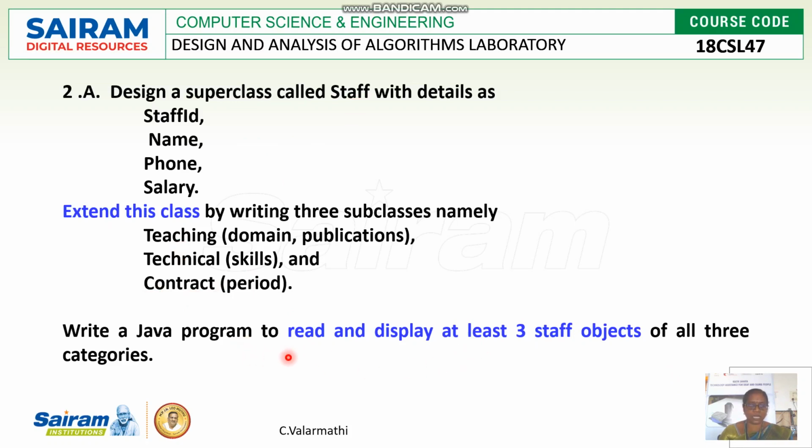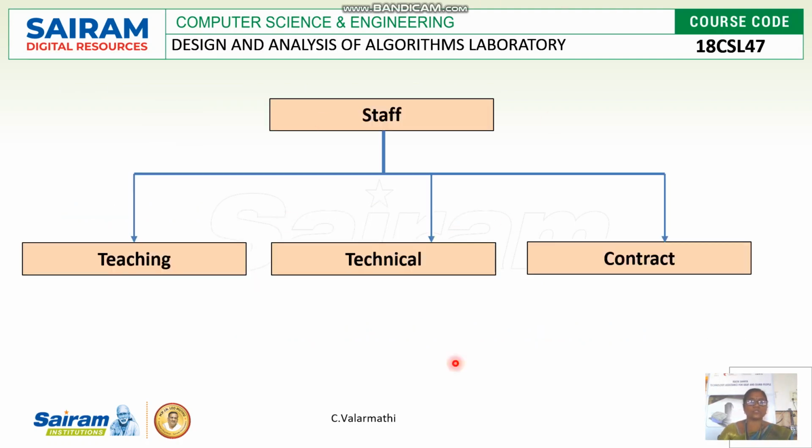Then we need to have the read and display methods for displaying the objects of the three different staff categories. We need to show a minimum of 3 data for each category. So this is the question given here, and we'll go for the implementation.